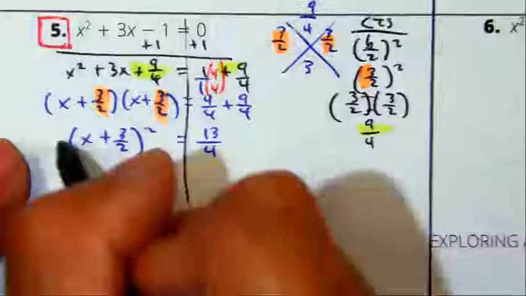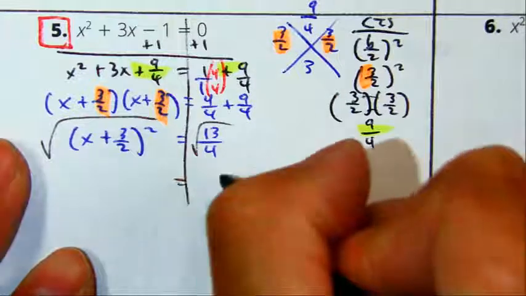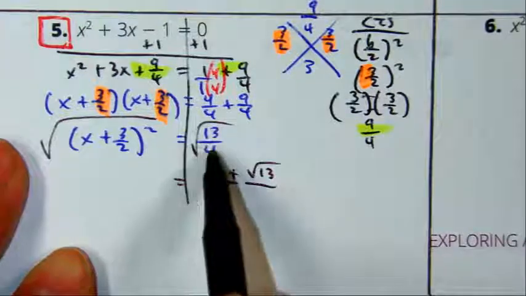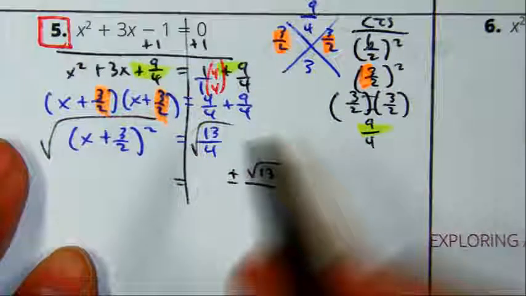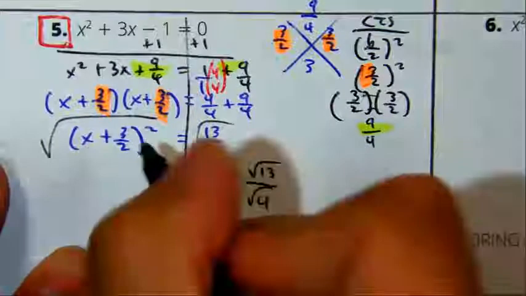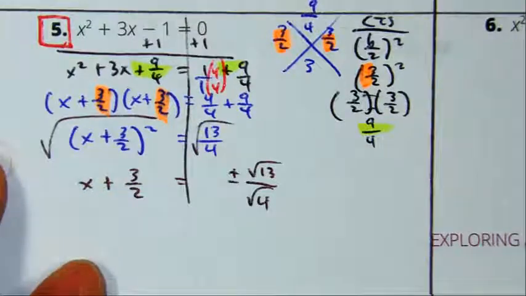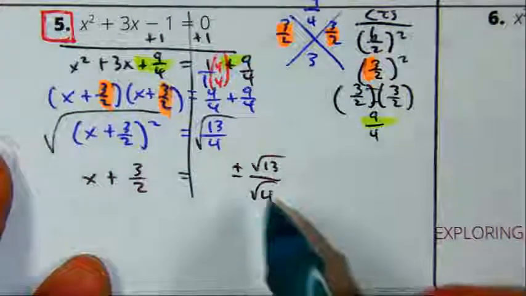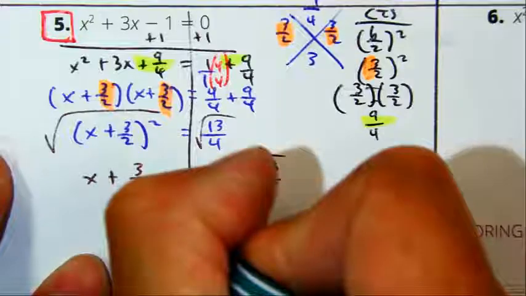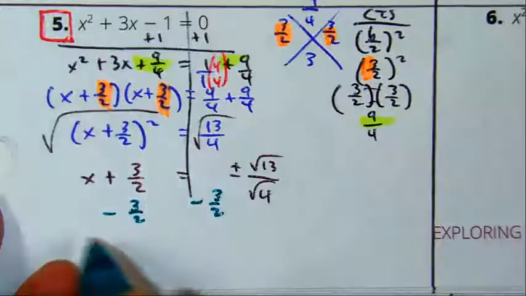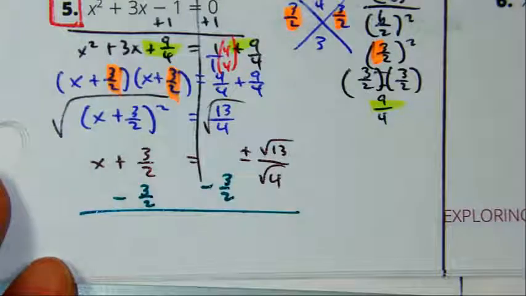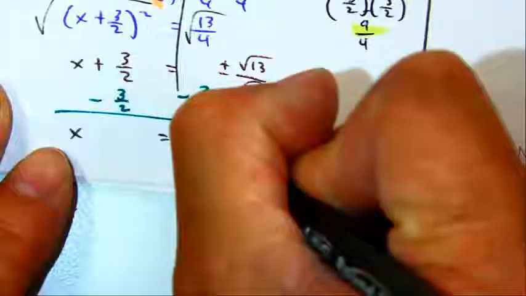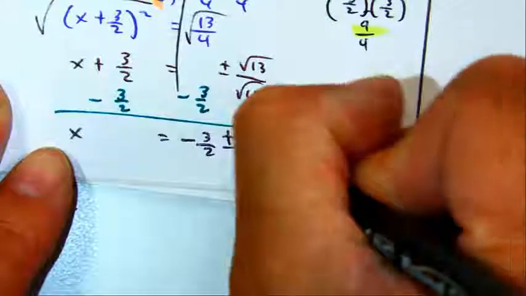To get rid of the power of 2, I'm going to take the square root of both sides. I get plus or minus the square root of 13. And to take a radical of a fraction, you actually take the radical of both the numerator and denominator. And then over here I just have x plus 3 halves. The square root of 4 is 2. Now I'm going to subtract 3 halves. This is going to give me x is equal to negative 3 halves plus or minus radical 13 over 2.